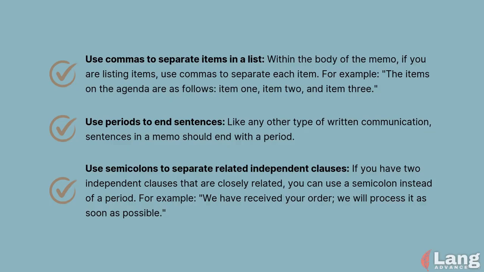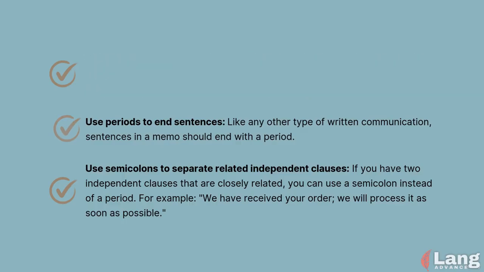Use periods to end sentences. Like any other type of written communication, sentences in a memo should end with a period. Use semicolons to separate related independent clauses. If you have two independent clauses that are closely related, you can use a semicolon instead of a period. For example, we have received your order. We will process it as soon as possible.